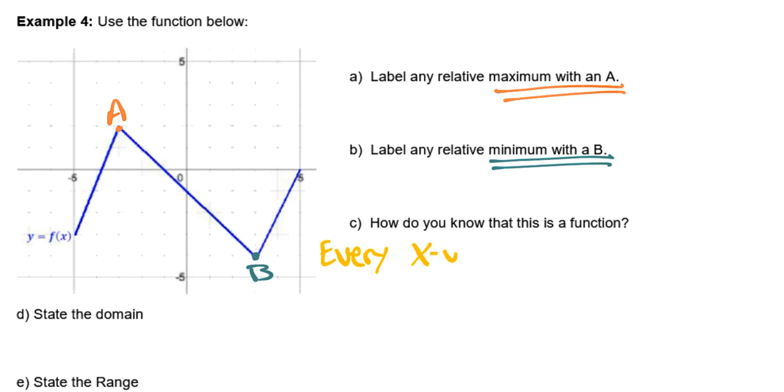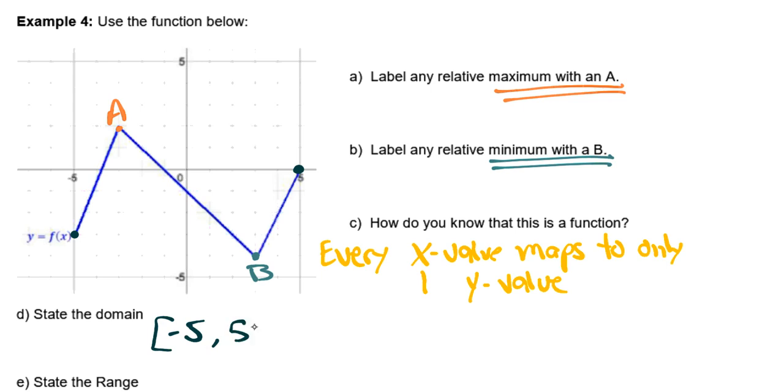Every x value maps to only one y value. That's what we write. Love it, memorize it, be able to write it as often as I ask you to, please. Domains. There's no arrows at the end of this function, so the lowest x value is negative 5, and then the highest x value is positive 5, so our domain goes from negative 5 to positive 5.